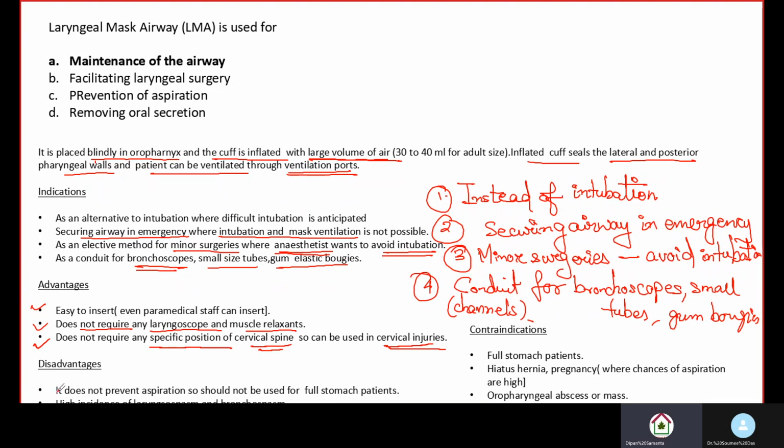And the disadvantages: it does not prevent aspiration. So it should not be used for full stomach, because the food from the stomach can regurgitate and there will be choking, and death also. There is also a high incidence of laryngospasm and bronchospasm, especially during insertion.